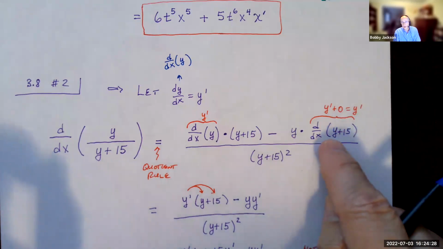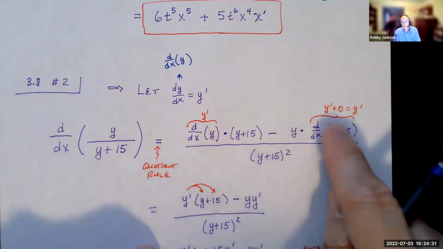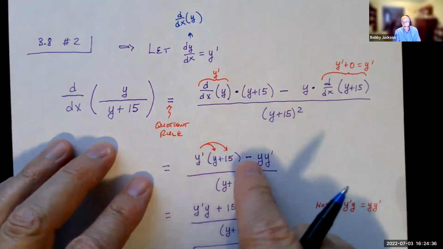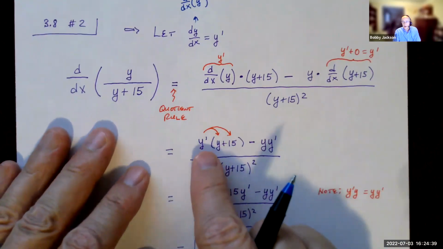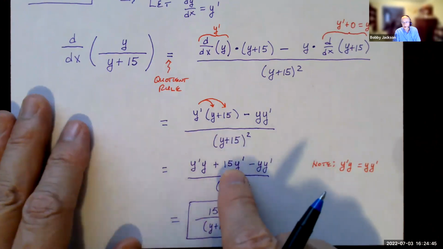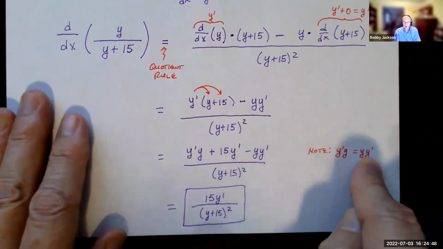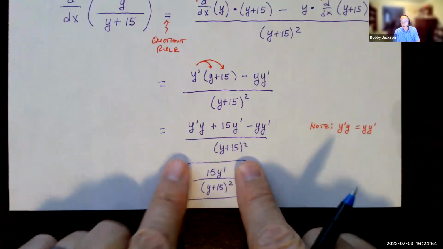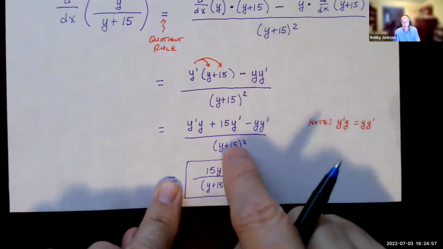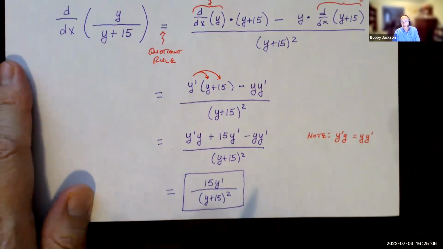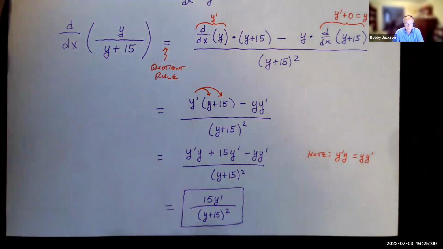So again, we can't assume y is a constant function. So that's why we need to use this notation. So if I clean this up, I've got y prime times the quantity y plus 15 minus y times y prime. Simplify, distribute the y prime across the top here, y prime times y plus 15y prime. Note that y prime y is the same as y y prime. So this minus that is 0. I'm left with 15y prime over, notice the denominator never changed the whole time. No need to expand the denominator, by the way, keep it factored. There's our final result.